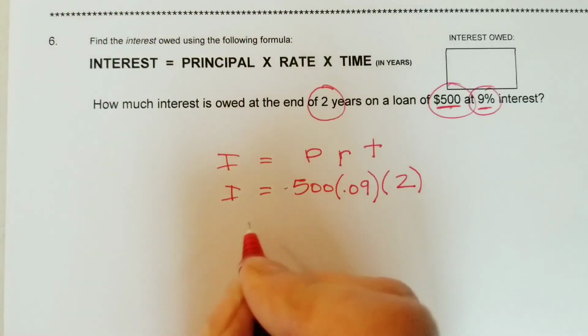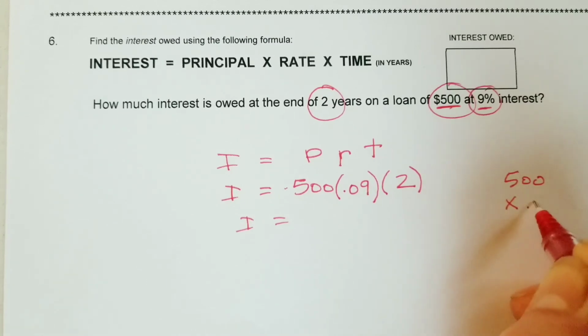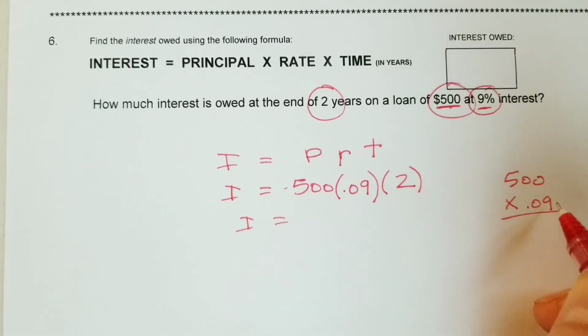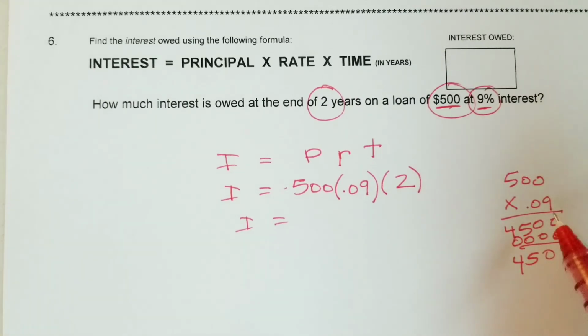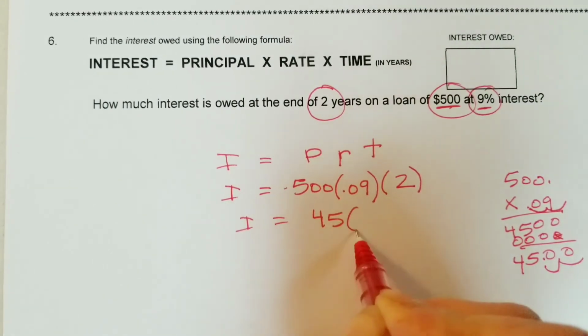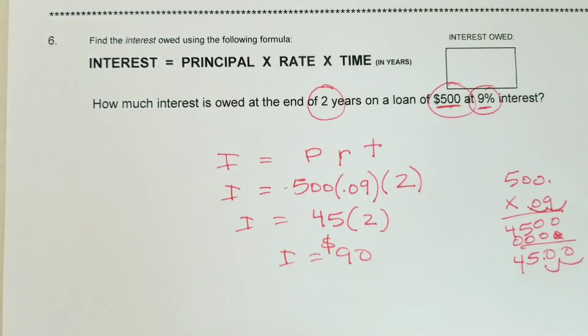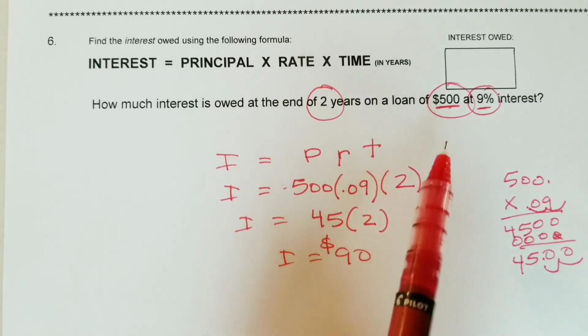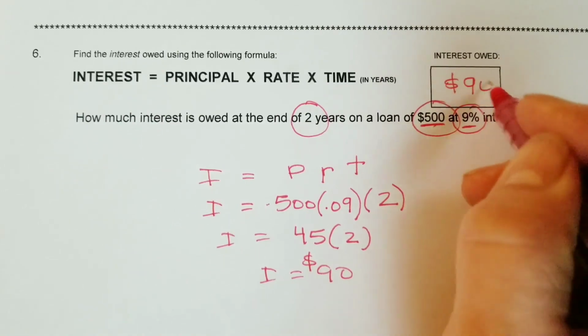Okay, so then go ahead and multiply that carefully. 500 times 0.09, and 0, 0, and 45. 0, 0, 0. If we count back our decimals, 1, 2, can't do anything there. 1, 2, 45. Times 2, and our interest equals $90. So they will pay an additional $90 on this $500 loan. So our interest owed is $90.